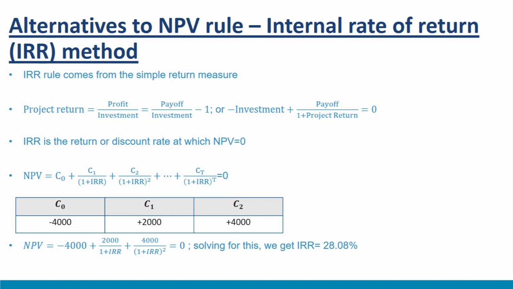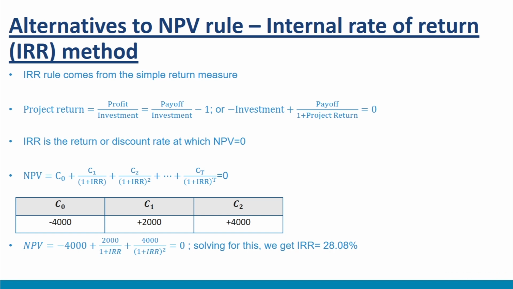Net present value NPV equal to C0 plus C1 upon 1 plus IRR plus C2 upon 1 plus IRR raised to the power 2 and so on up to CT upon 1 plus IRR raised to the power T equal to 0. A number of softwares including Microsoft Excel are available to solve this expression.